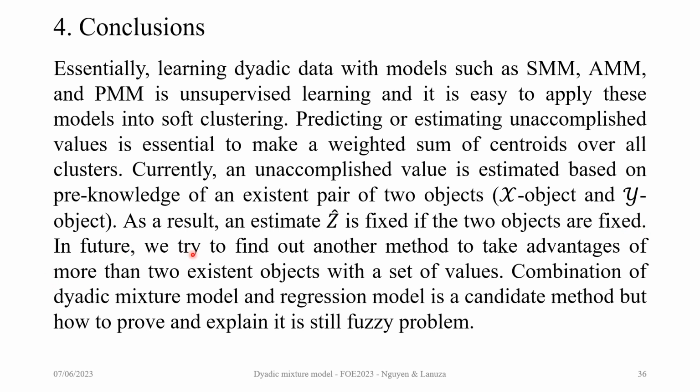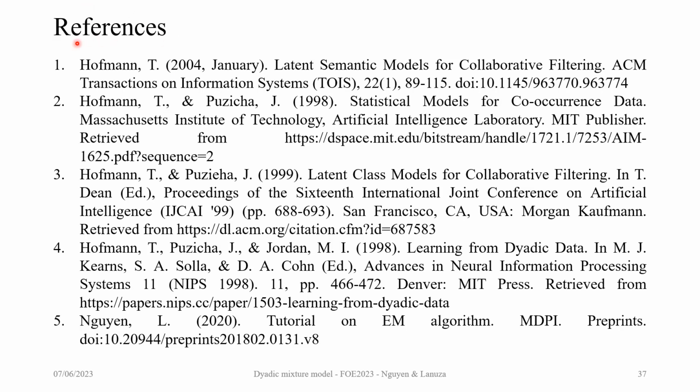In the future, we try to find another method to take advantage of more than two existing offsets with a set of values. A combination of dyadic mixture models and regression models is a candidate method, but how to prove and explain it is still a fuzzy problem. And these are the references. This research mainly relies on Hofmann's research, especially the reference Learning from Dyadic Data by Hofmann, Puzicha, and Jordan here.